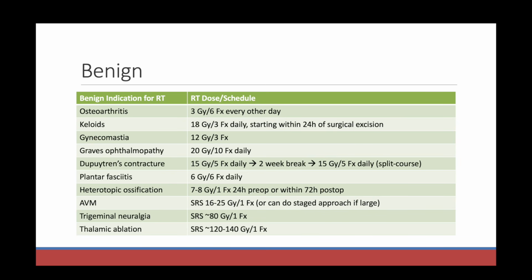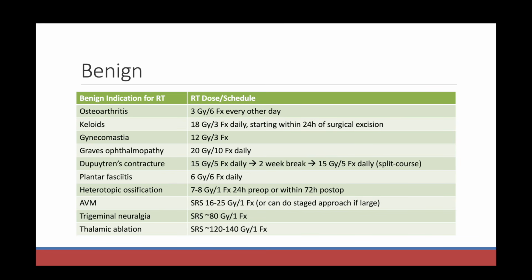So I'm not going to read through all of them, but some common ones that we see. Treating osteoarthritis, we do low dose radiation, 3 gray given in 6 fractions, so 0.5 gray per fraction, every other day to the involved area. Keloids, these are often resected by plastic surgery, and then we start radiation ideally the same day or within 24 hours of surgical excision, and the dose is usually 18 gray in 3 fractions daily.